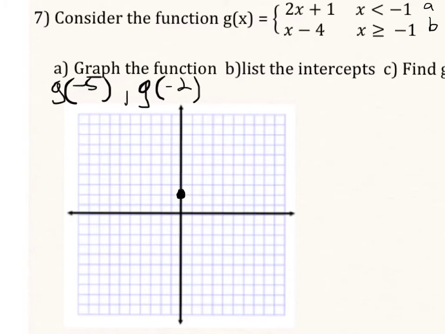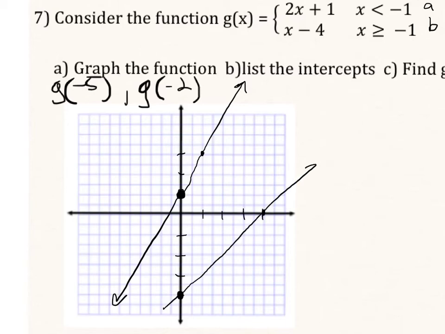So there's 1 up 2 over 1. And we can draw and come down. And then we got x minus 4, so we go 1, 2, 3, 4. And you go up 4 over 1, 2, 3, 4. And so then we need to erase the side that doesn't work.